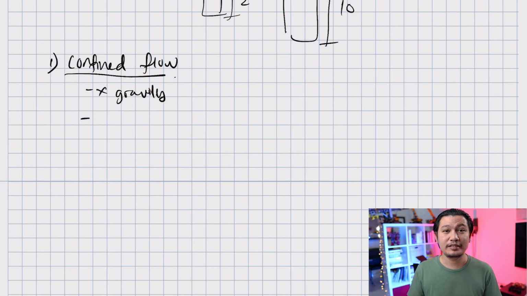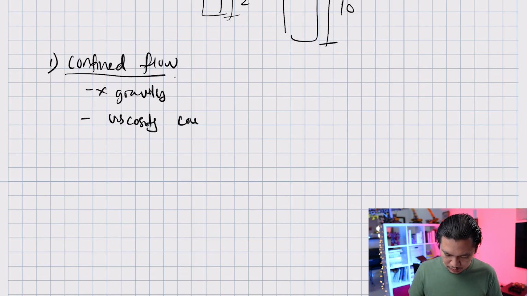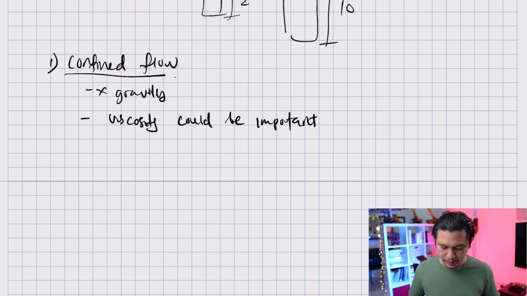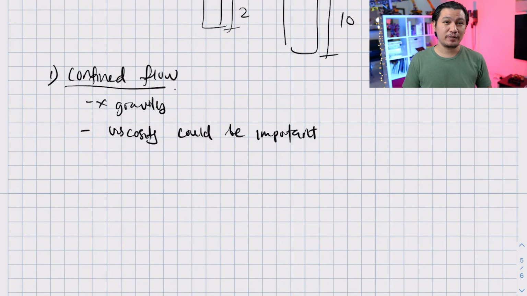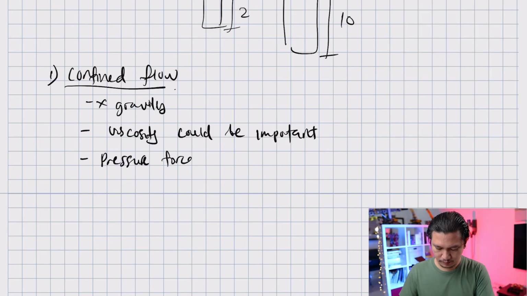And the second one is that inside the confined flow, viscosity could be very important. The next thing is that if the flow is moving quite fast, then Mach number will become very important. But let's not go into that at this moment. There are also a few forces that are very important inside the confined flow, and these are what we call pressure force, inertial force, and viscous force.